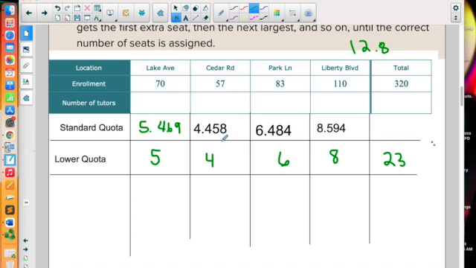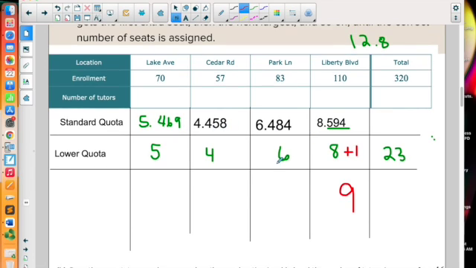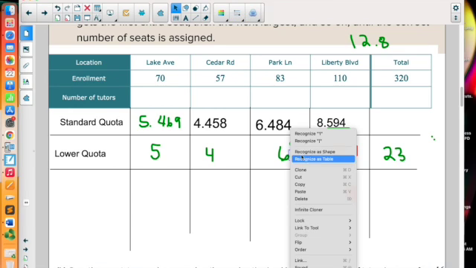So now we start looking at the decimal parts. Which one has the largest decimal? It's not about which number is the biggest. We're looking at the largest decimal piece. So the largest decimal piece is right here. That means we're going to add 1 to Liberty Boulevard, so they get 9. Now we've got 24, so we still have one more. 469 is bigger than 458, but 484 is bigger than both of them. So we're going to add 1 to Park Lane.